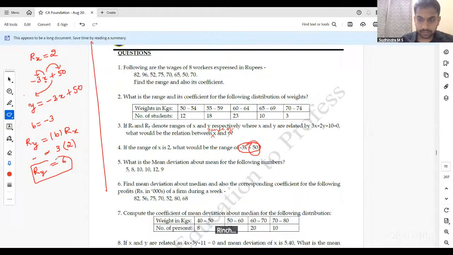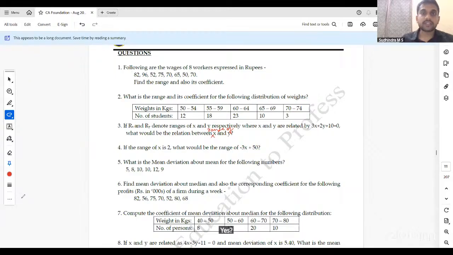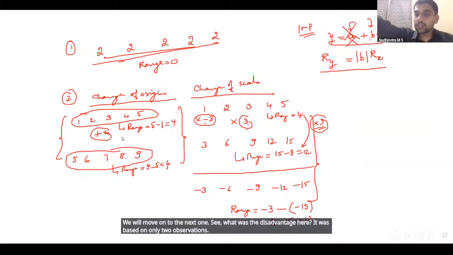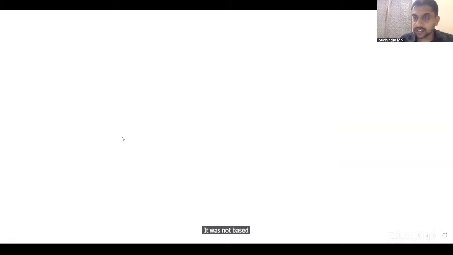All clear? Yes, sir. Very good. So with that, we will move on to the next one. See, what was the disadvantage here? It was based on only two observations. It was not based on all observations. Correct, Ranjit? It was based only on two observations. Therefore, to overcome that, we have mean deviation.